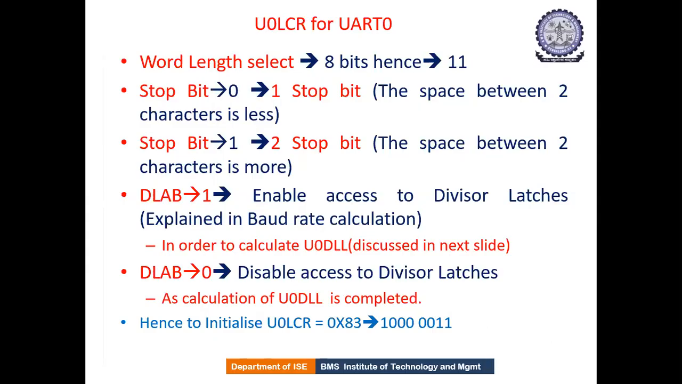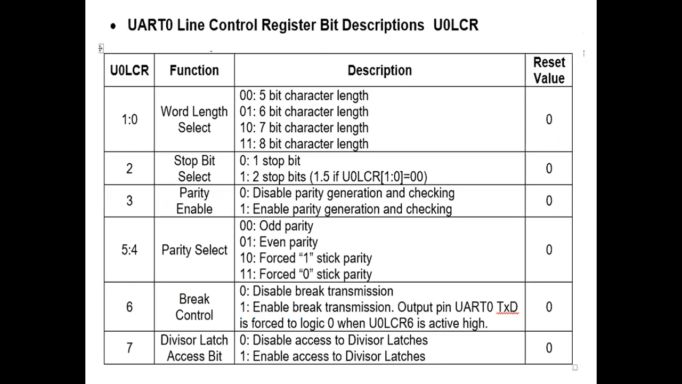And here, as we have seen, the word length we are using is 8 bits, hence it is 1 1. For the stop bit, if it is 0, it is 1 stop bit. If it is 1, it is using 2 stop bits. So we need to give sufficient space between the two characters being displayed, so we are making the stop bit 1. Now, DLAB, that is the divisor latch access bit.